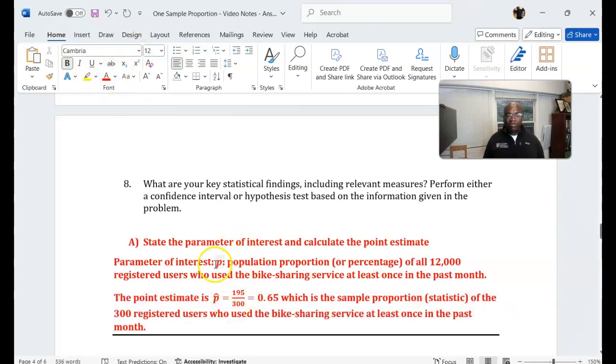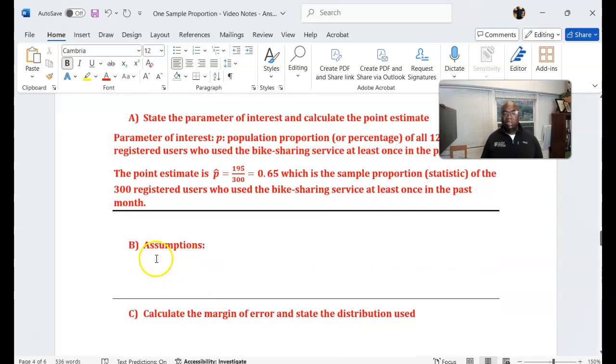Let me emphasize this even more. The parameter of interest, the population proportion p, is being estimated by p hat, 195 divided by n, 300, which gives us 0.65. Another way of saying it: the point estimate, which is being used to estimate p, is the sample statistic, more specifically, the sample proportion. With that being said, what are the assumptions?